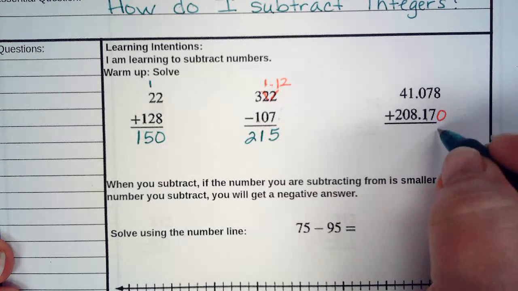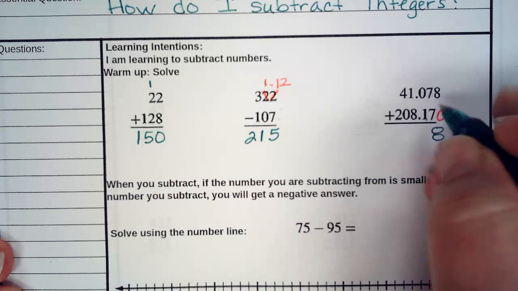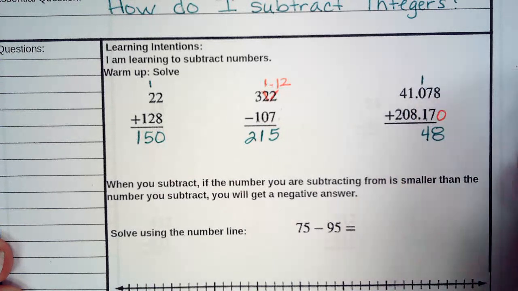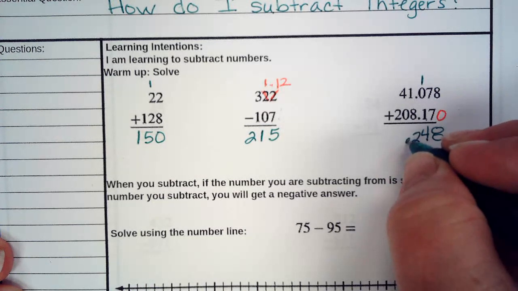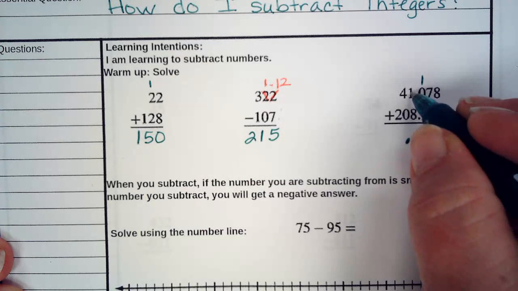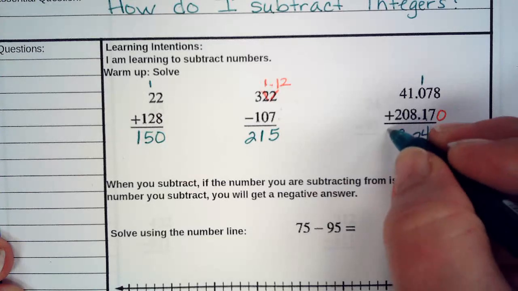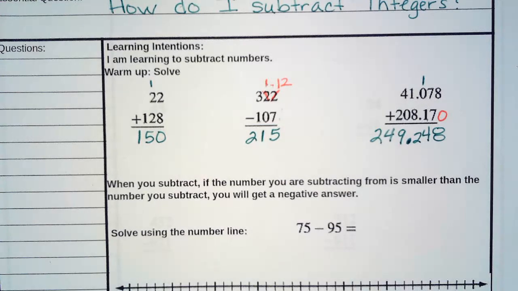8 plus 0 is 8. 7 plus 7 is 14. Put the 4 down. Carry the 1. 1 plus 1 is 2. Bring that decimal down. 1 plus 8 is 9. 4 plus 0 is 4. And bring the 2 down, and we are done.